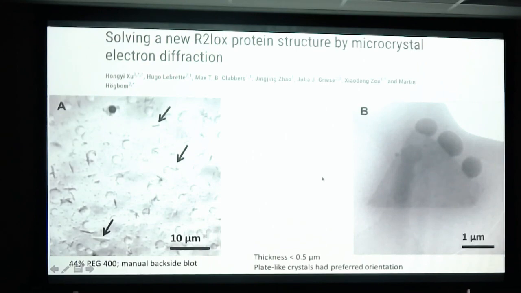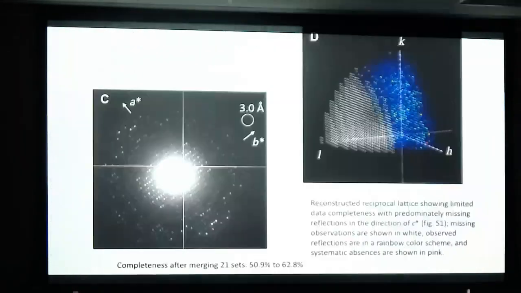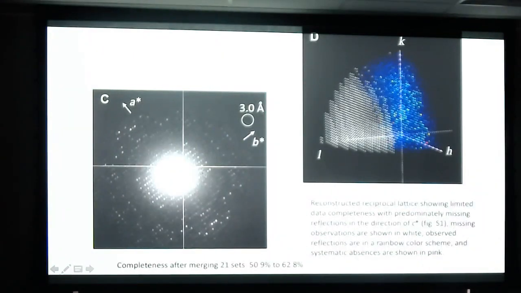On one hand, the thickness was always less than half a micron, but on the other hand, because they're sort of plate-like, they had a preferred orientation, so they almost always landed flat on the grid. So this is what the diffraction pattern of one of them looked like. It's really quite nice, but when they look at the reciprocal lattice in 3D space, the HKL indices, the colored spots are the spots that they observed, and the white spots are the spots that they didn't observe. So the completeness was pretty low.